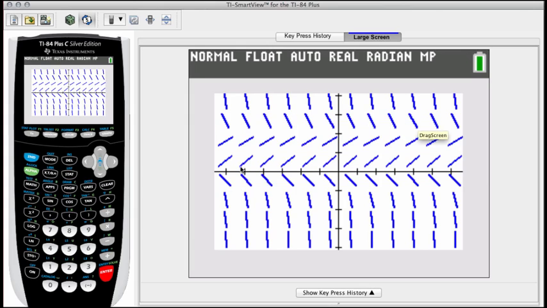Same thing down here at this looks like maybe y equals a negative a half. They're all about parallel to each other. Up here at y equals a positive a half, 1 1/2, they're all parallel to each other going across.